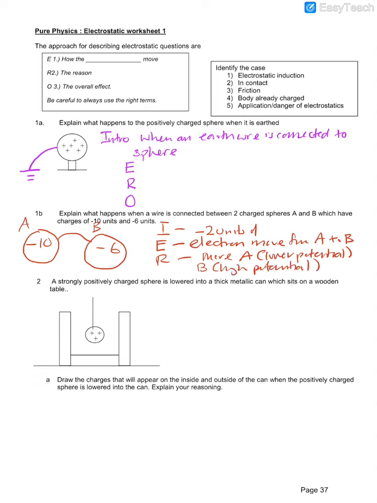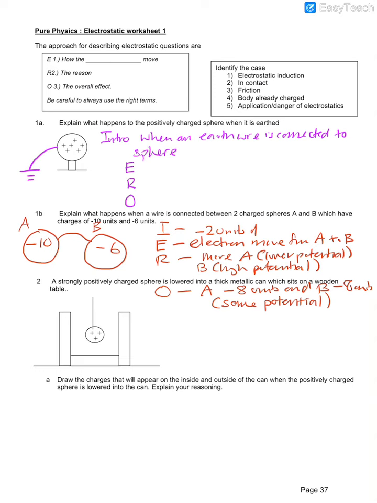Right? And that's not all. As a result, the overall effect is that A will have minus 8 units and B will have minus 8 units as well. Right? And they are both considered to be now at the same negative charge. Negative charge, or can we just say charge? Same potential. Same negative potential. Yes. Okay. So not very difficult. So for question 2, you read the question.